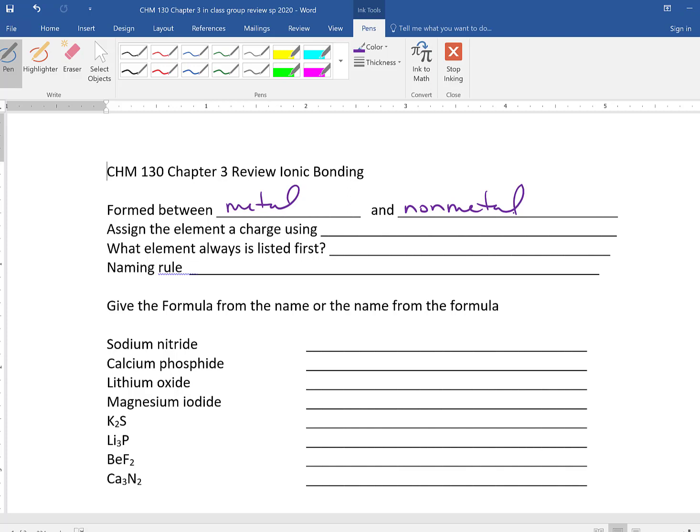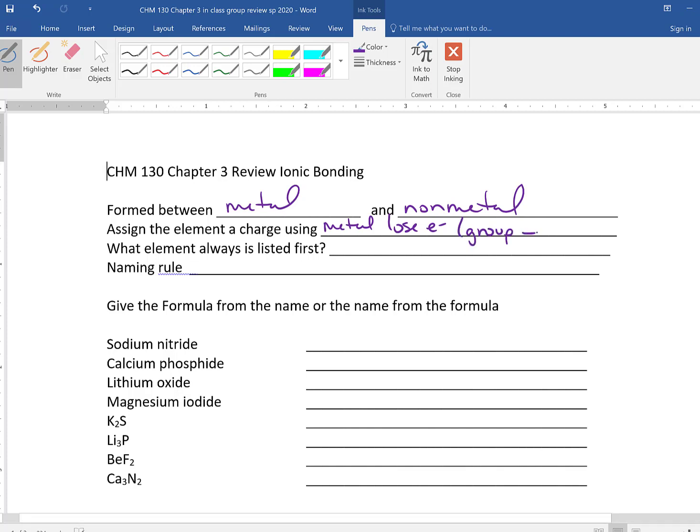What always happens to the metals? Do they gain or lose? What happens to their charge? Things like sodium and potassium, calcium. No? So what happens to their charge? Metals always what? They're always positive because they lose electrons, right? So remember that when you assign the charge, metals are always going to lose electrons because they don't have very many. And you can tell their charge by their group number.